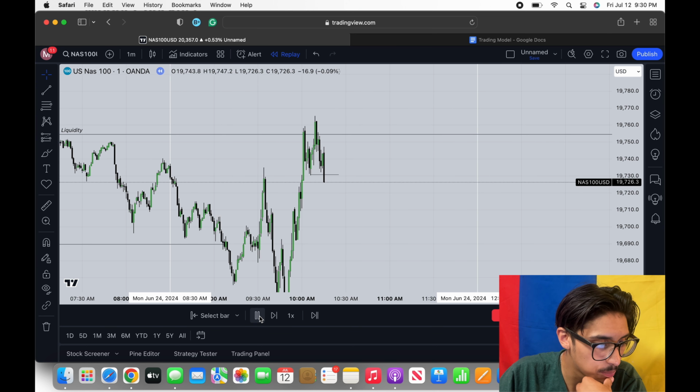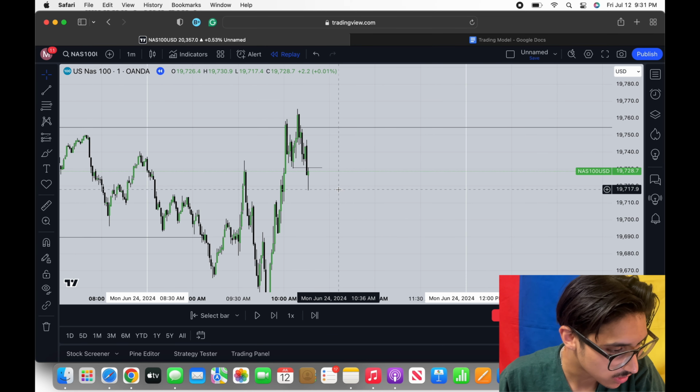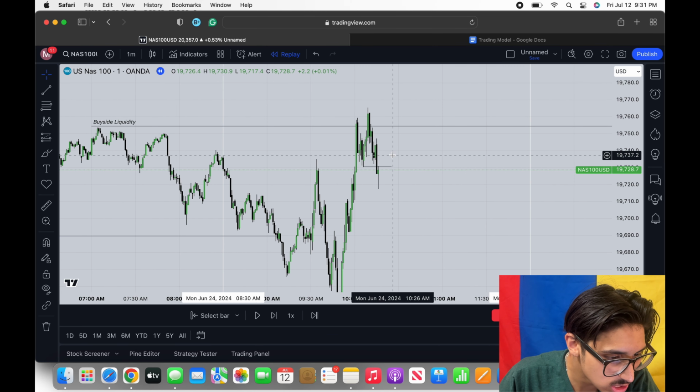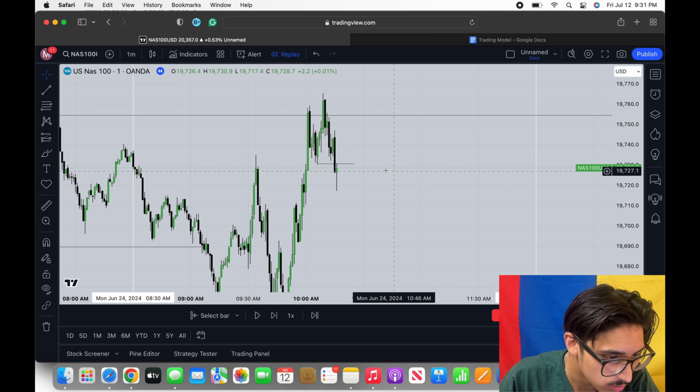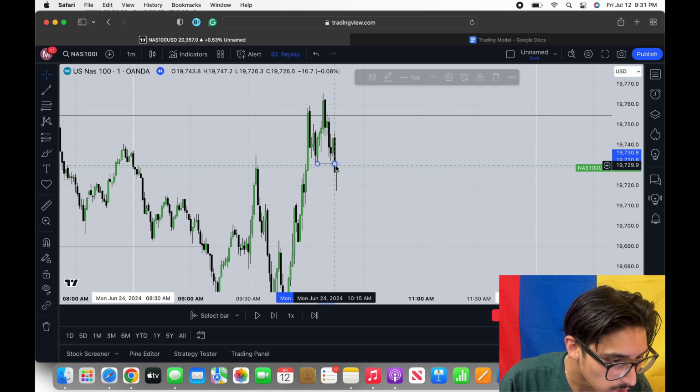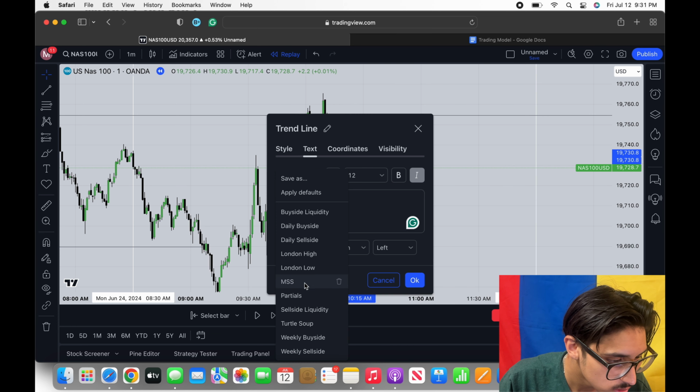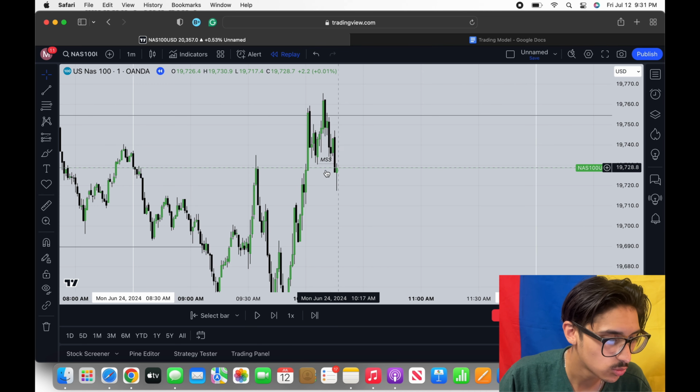Then we just wait. Boom. Right here, we displace through that low. Right here, right? So we mark that up, and what is that called? A market structure shift. Right there.